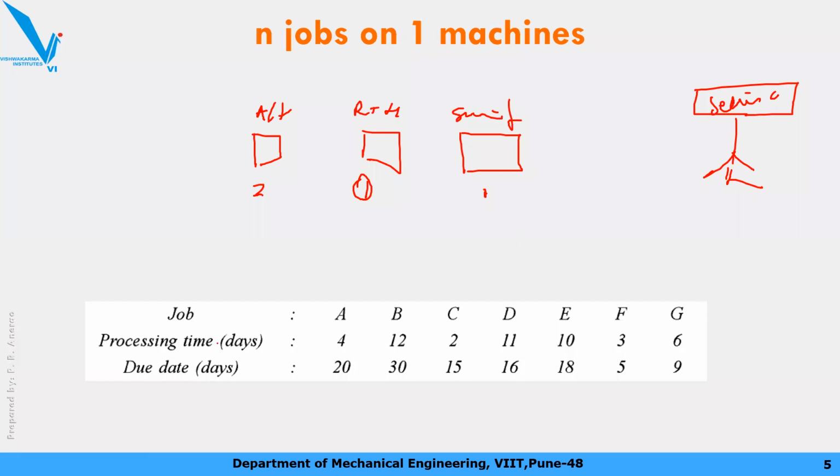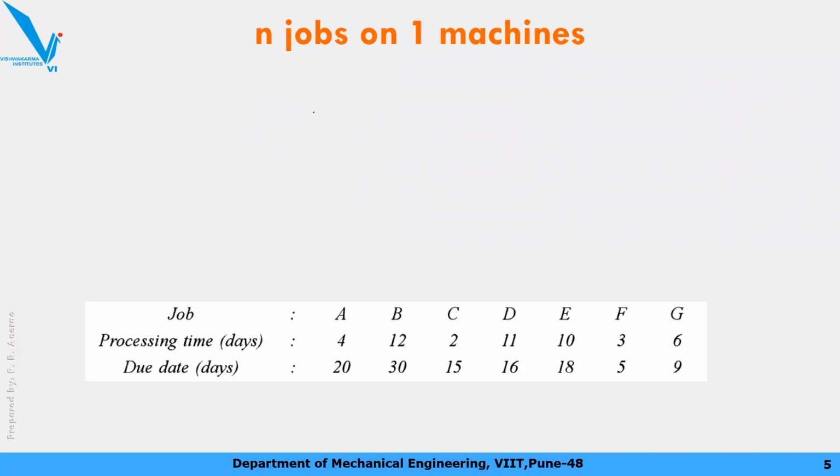Okay, so in this n jobs on one facility or one machine, just take a simple example कि आपके पास jobs हैं A, B, C, D, E, F and G. So these are the jobs. The processing time is known to us कि भाई job A is going to require 4 days to complete, job B requires 12 days to complete, and so on.